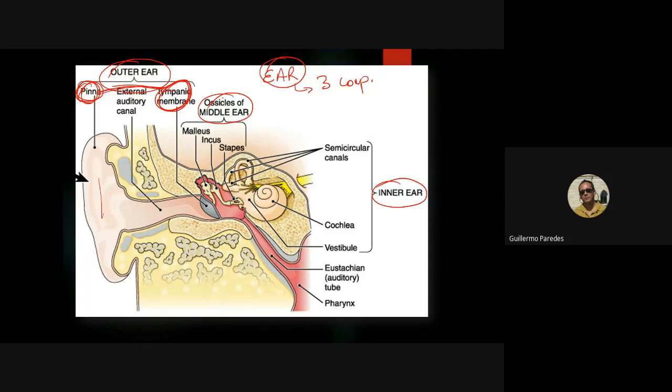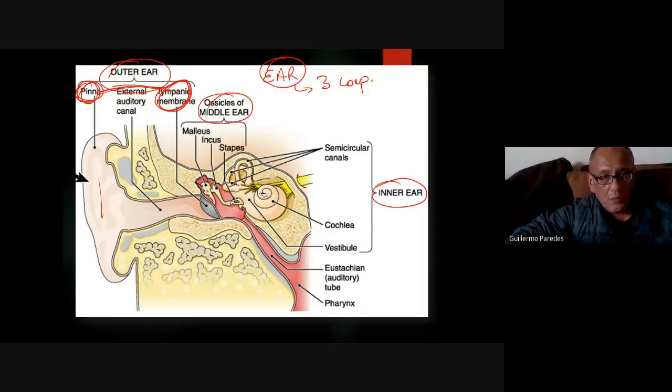Then you're going to have the middle ear. This is the middle ear. It's in the middle of the ear. And what we have here are called the ossicles. Ossicles. Those are bones. These ossicles are 1, 2, 3 again. 3 is everywhere here, right?